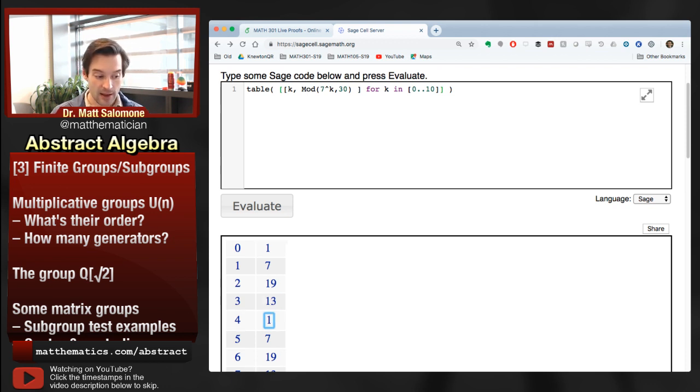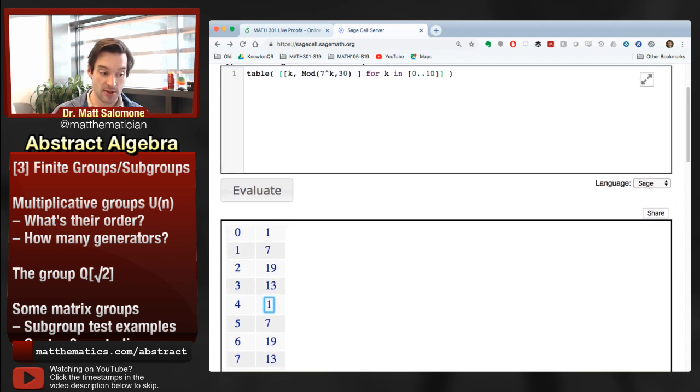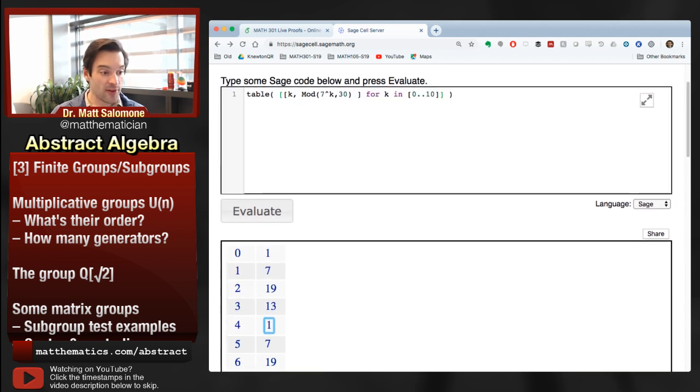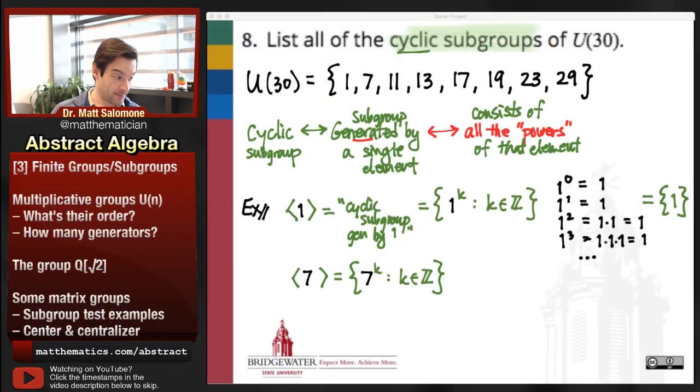And so what you see right away is that the pattern, 1, 7, 19, 13, just starts to repeat. So what this is telling me is that successive powers of 7, reduced mod 30, because that's the operation in my group, multiplication mod 30, are going to give me just 4 elements. The elements 1, 7, 19, and 13. So this cyclic subgroup has 4 elements in it, 1, 7, 13, and 19.